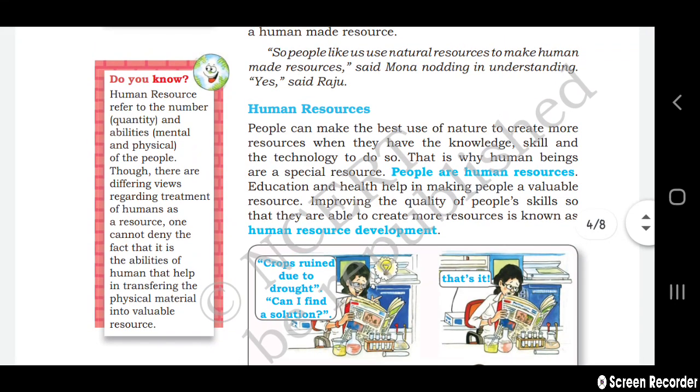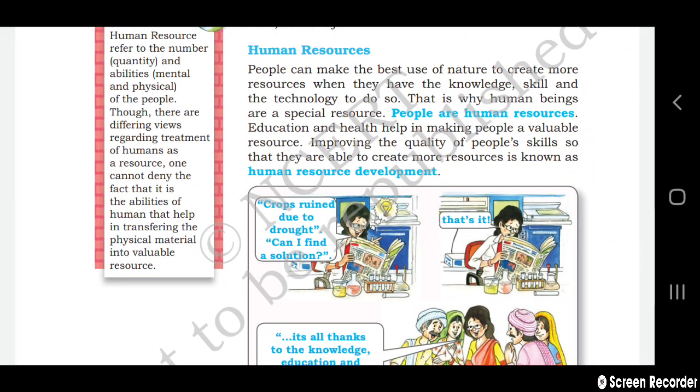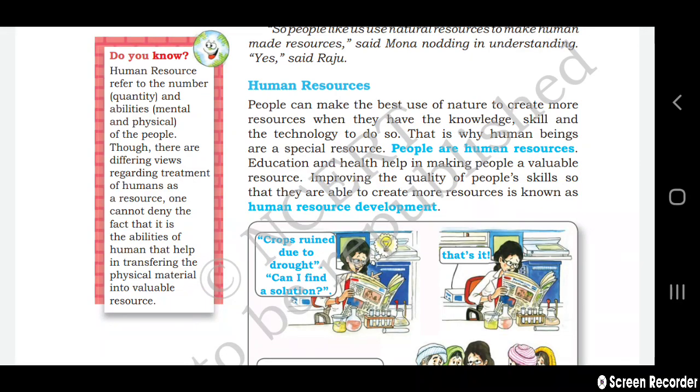People like us use natural resources to make human-made resources. Now, human resources. People can make the best use of nature to create more resources when they have their own knowledge, skills and technology. So that is why human beings are a special resource.